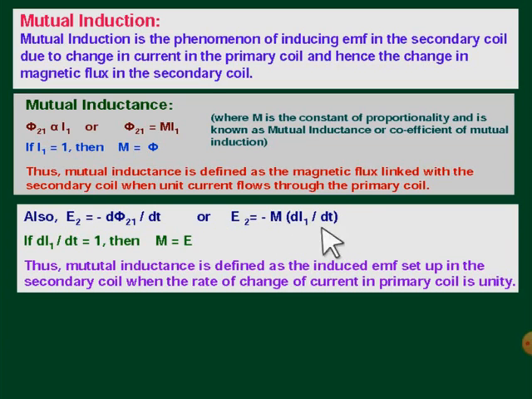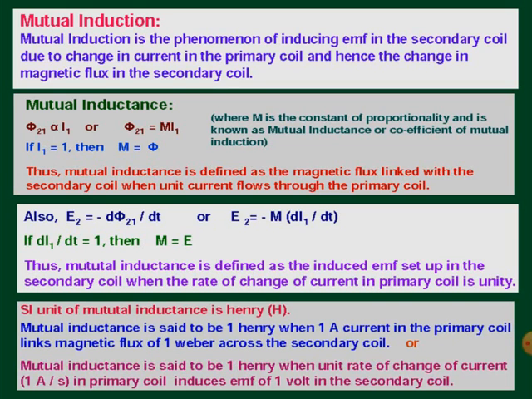So if this rate of change of current in the primary coil is unity, then your mutual inductance will be equal to the induced EMF developed in the secondary coil. So your mutual inductance is defined as the induced EMF set up in the secondary coil when the rate of change of current in the primary coil is unity. Got it? The SI unit of mutual inductance is the same as for self inductance, because this is inductance. Whether it may be self or mutual, it is inductance.